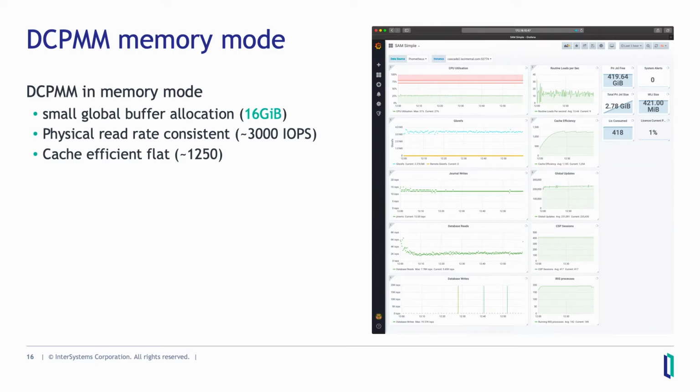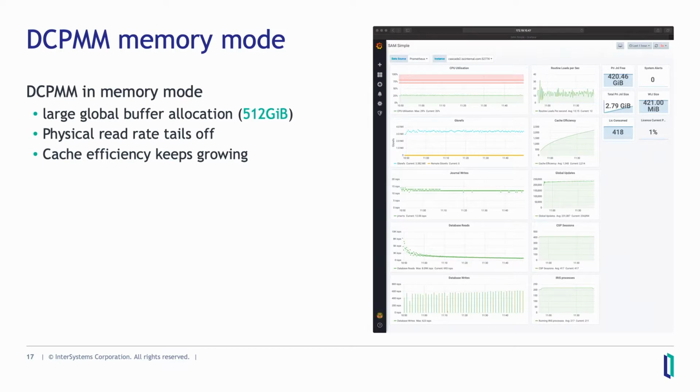Here's the new example using our new SAM as our system alerting and monitoring capabilities with Grafana as the front end. It's showing consistently flat global references with a physical read rate bouncing between 2,000 to 3,000 IOPS per second, and then a flat cache efficiency of about 1250. So this is a nice stake in the ground for initial performance, just to see what the system will do.